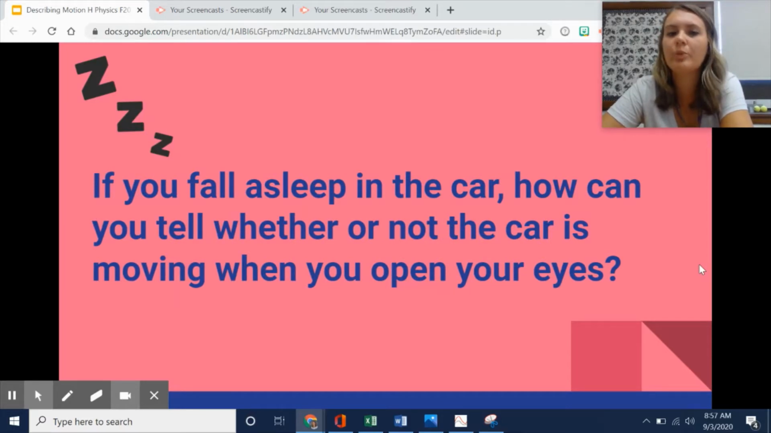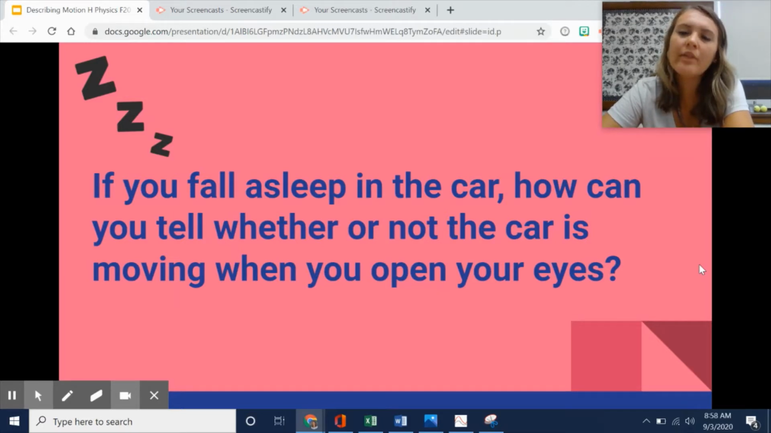All right, let's look at this situation. It says, if you fall asleep in the car, how can you tell whether or not the car is moving when you open your eyes? I know for me, whenever I take long road trips, I try to make the time pass by falling asleep. And every time I fall asleep and wake back up, the first thing I always want to know is, is the car moving? Maybe we're at a rest stop or maybe we're still on the road. So what I do is I look out the window, and you probably do this too.